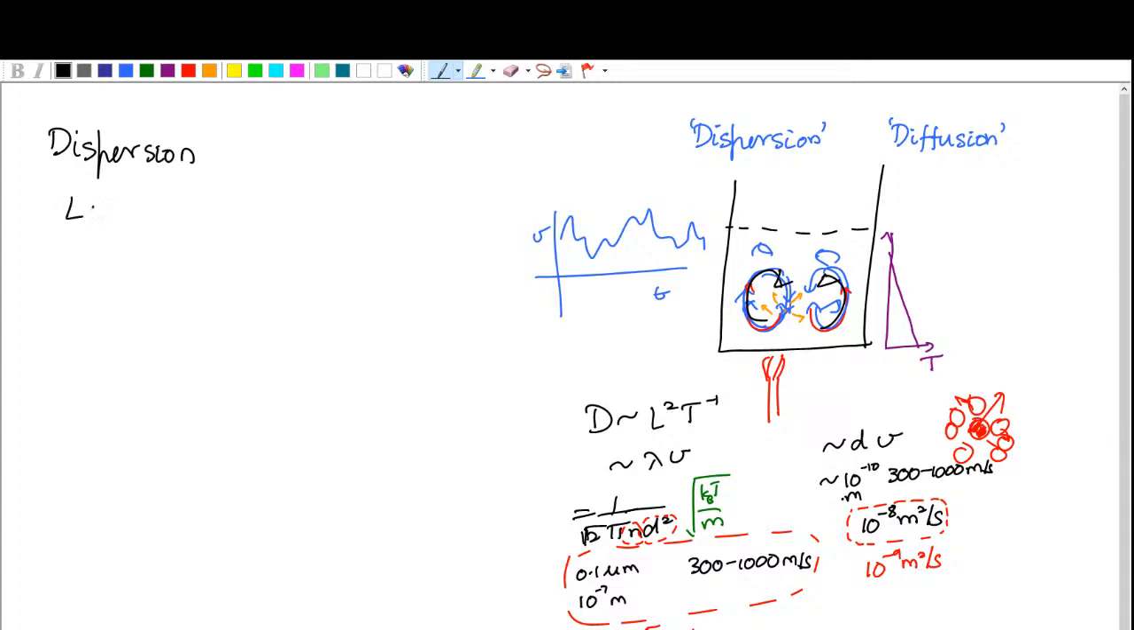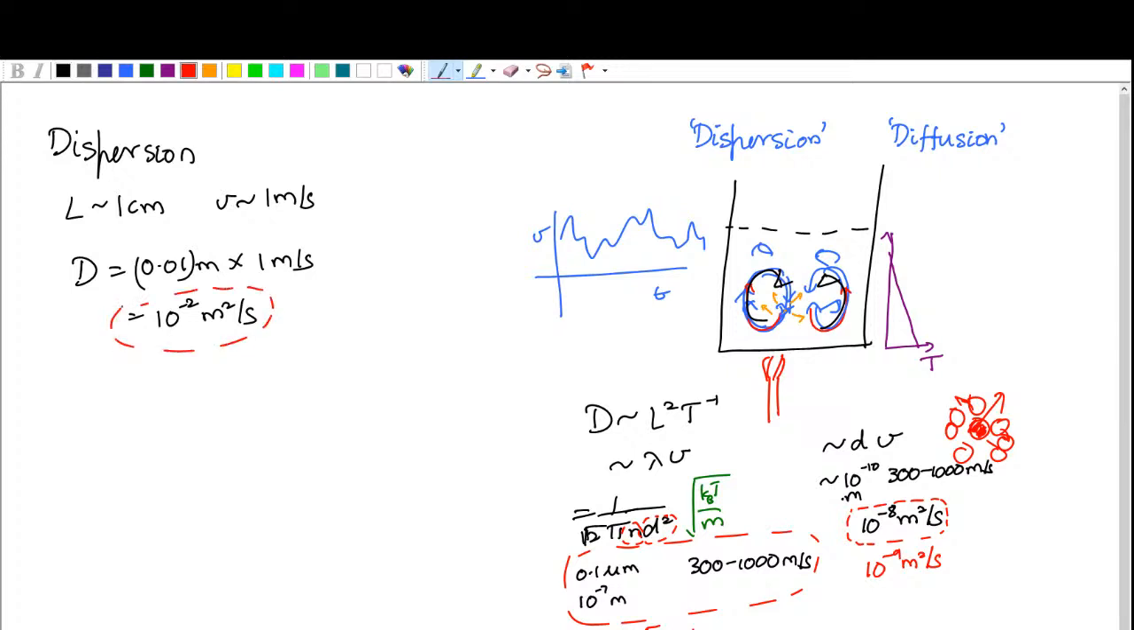So if I have a flow with characteristic length scale of 1 centimeter, say, as in this case, and I have velocities of, let's say, 1 meter per second, my dispersion coefficient is going to be equal to 0.01 meters times 1 meter per second, which will be equal to 10 to the power minus 2 meters squared per second. So you can easily see that this dispersion coefficient is actually much, much larger than the diffusion coefficient here.